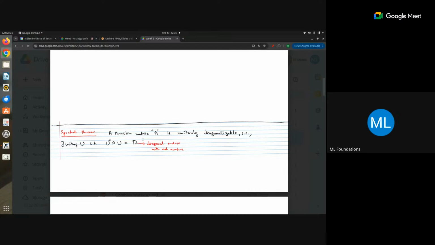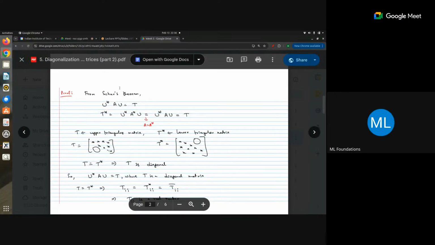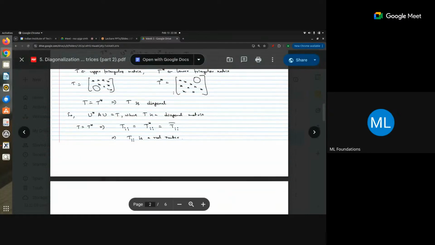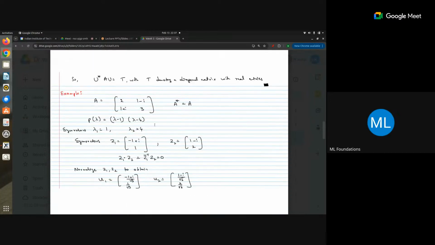Spectral theorem says that if a matrix is Hermitian, then it will be unitarily diagonalizable. So that means you will find such a matrix U, which is unitary, such that U star AU will be equal to a diagonal matrix. This is the proof using Schur's theorem, that the upper triangular and lower triangular parts actually become diagonal, right? So you can see that later.